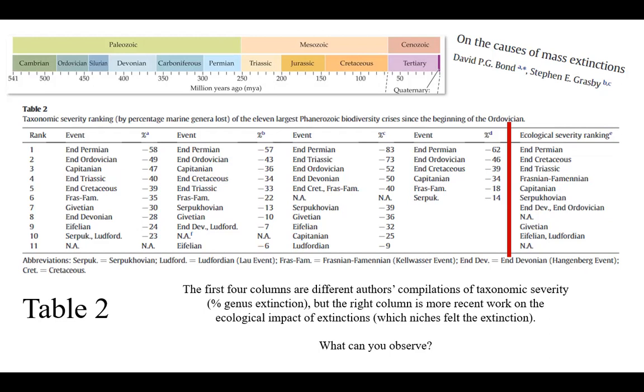So the Cretaceous, this is T-Rex, Triceratops, space rock hits Earth in the face. Like, that's here taxonomically, but absolutely here ecological severity. So we kind of already touched on that. So it's just interesting, right?